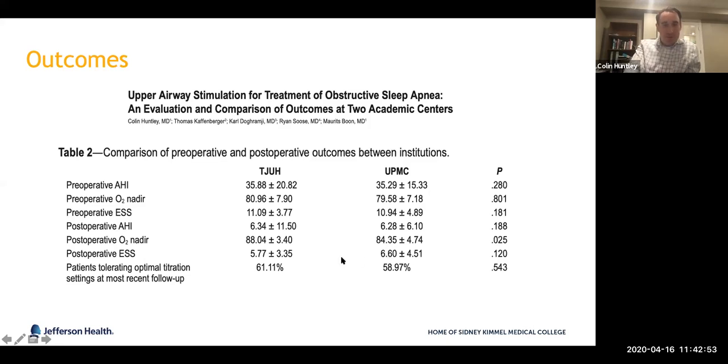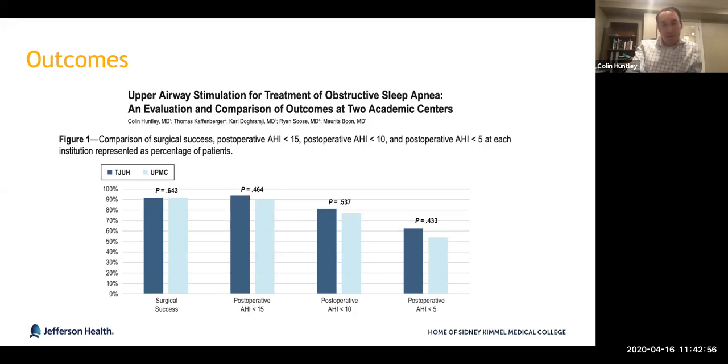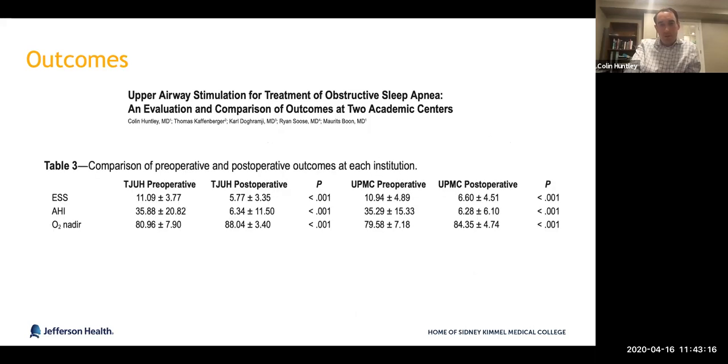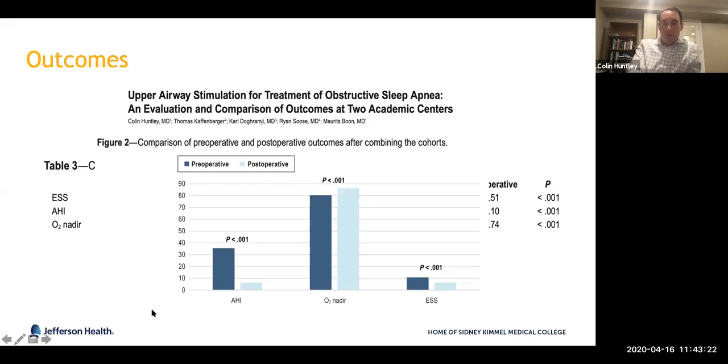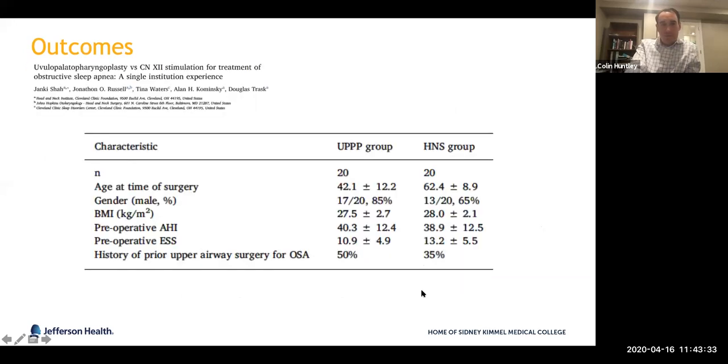And again, comparing the outcomes between the two institutions graphically, surgical success we define as improvement in the AHI to a value less than 20 and a 50% drop. So very similar there. And then the percentage of patients reaching a postoperative AHI less than 15, 10, and 5 are shown here. And then just the numbers. And when we compare the two cohorts, you see a significant reduction in AHI, improvement in the oxygen desaturation nadir, so this is how low their oxygen level drops, and also improvement in the Epworth score.